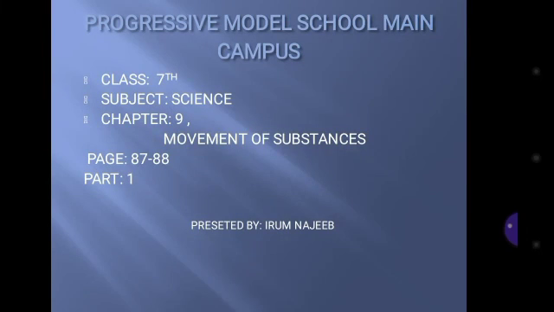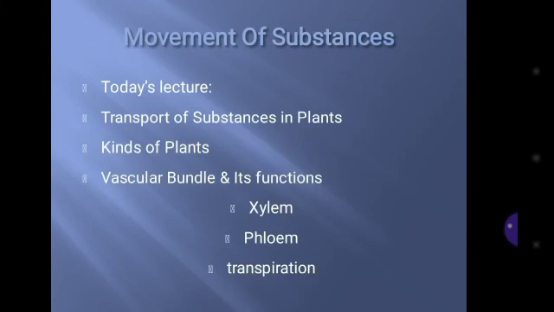This video is about chapter number 9, Movement of Substances. In this video, we will cover page number 87 to 88 of the chapter Movement of Substances. Today we learn transportation of substances in plants, kinds of plants, vascular bundle, its function, xylem, phloem, and transpiration.